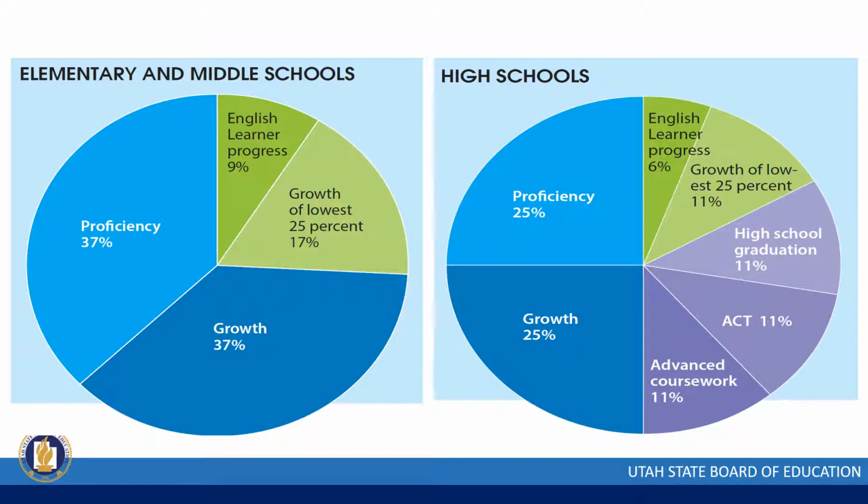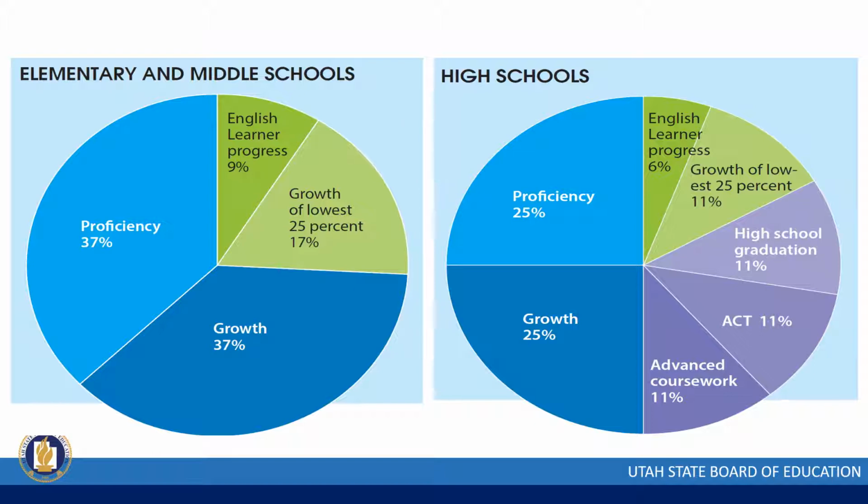Quickly, we're just going to briefly go over the state accountability system and how data is gathered to inform decisions that are made at the state level about school improvement efforts. Generally, for elementary and middle schools, we have the RISE assessment that measures proficiency and growth. And then for people who are learning English, we have the WIDA ACCESS assessment, which basically measures how well they are learning English. And that is what is used to measure the English learner progress, which is the 9% and the 6% there. We also are focusing on growth of the lowest 25%, which is part of the pie.